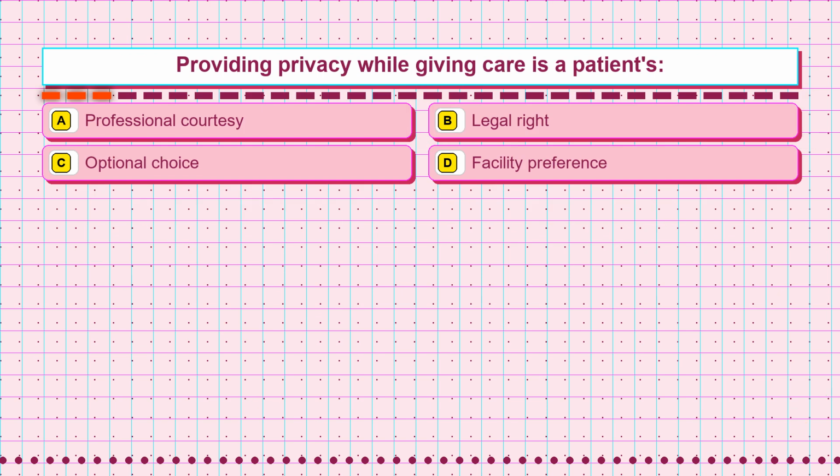Question 74. Providing privacy while giving care is a patient's: Option A, professional courtesy. Option B, legal right. Option C, optional choice. Option D, a facility preference.